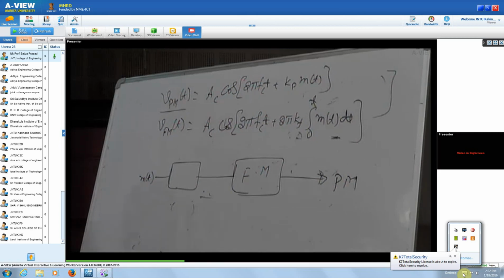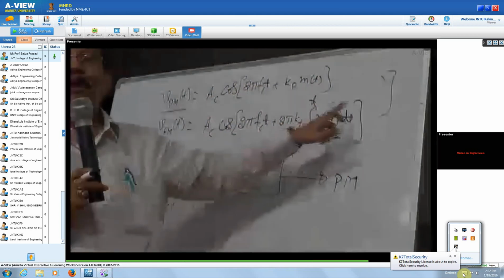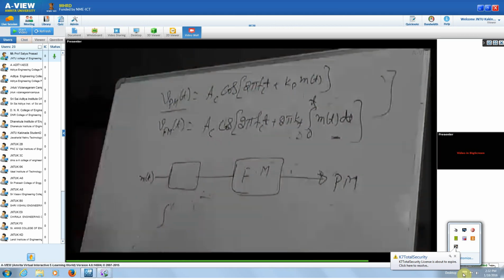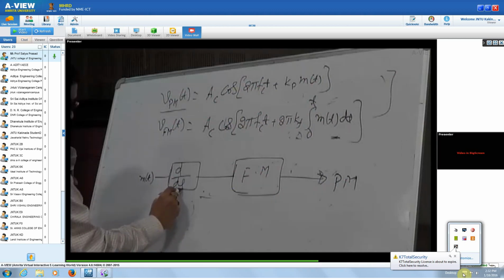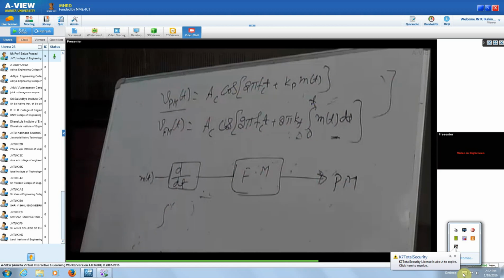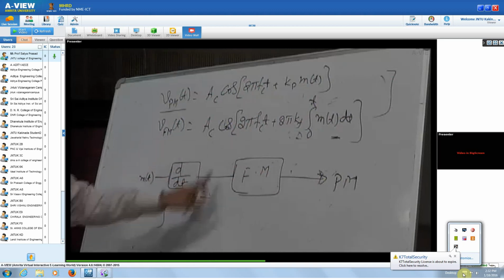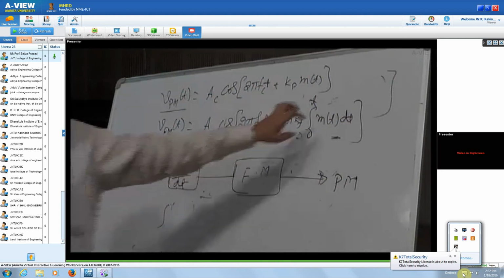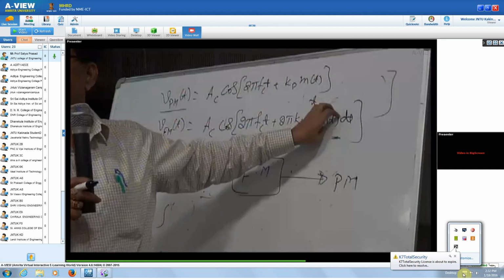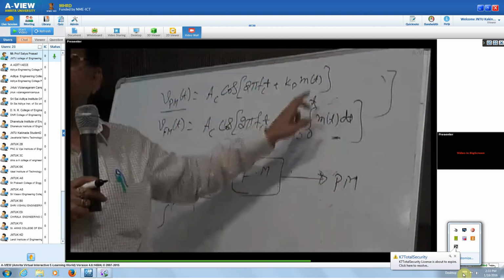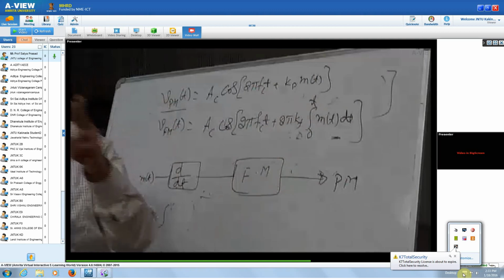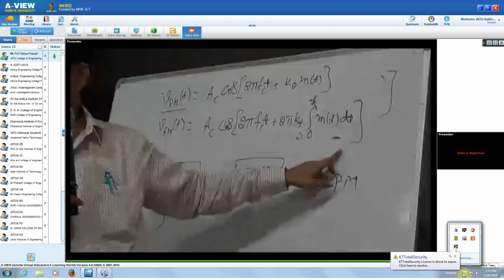Integral. So if you put an integral, what will happen? Integral of m of t you are getting, and a double integral you are going to get. So instead of integral, you say d by dt. So what is the output of this differentiator? d by dt of m of t. That is the input here. So integral of d by dt, both will cancel out. Only m of t you are going to get.